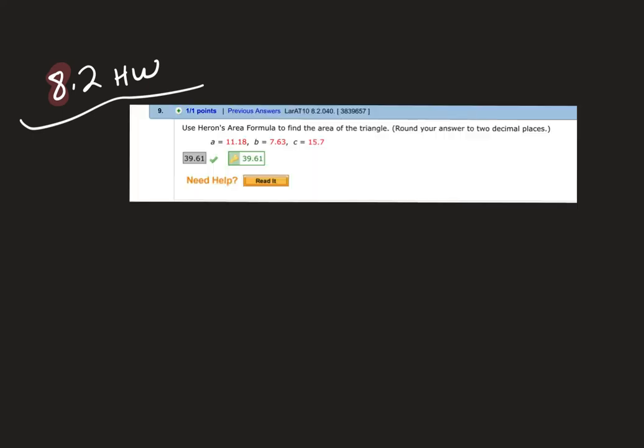All right, so this one is Heron's area formula. Remember, you know 2 area formulas for your test. One is if you're given side, angle, side, and one has a name called Heron's formula. That's if you're given side, side, side. So the first thing we have to do is find S, which is A plus B plus C over 2. So I'm going to add 11.18 plus 7.63 plus 15.7, and I'm going to divide that by 2, and I get 17.255, and I'm not going to round it. It says to round your answer to 2 decimal places, but you don't want to round the S.